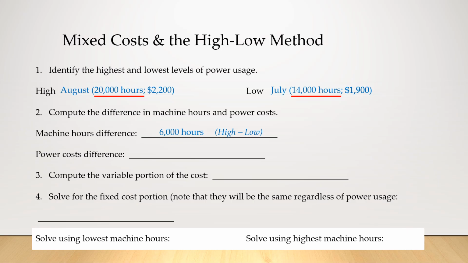We could calculate these numbers by subtracting the high from the low, but we would have to be consistent using the same order for both calculations. Otherwise, the monetary amounts we're about to determine will be off. The high power cost is $2,200 for August. The low power cost is $1,900 for July. The power cost difference comes to $300.